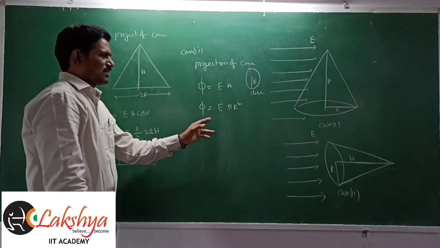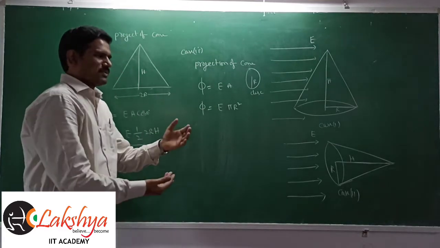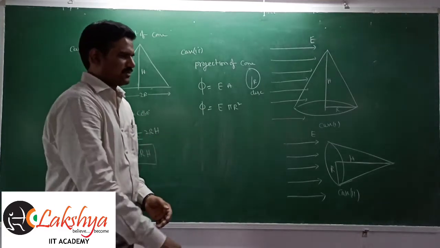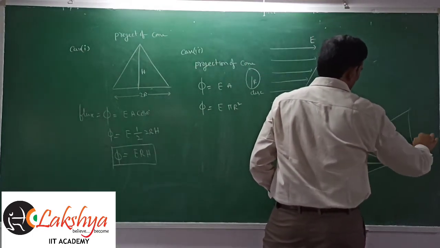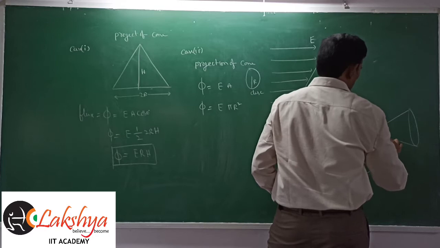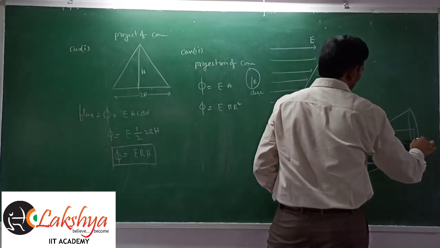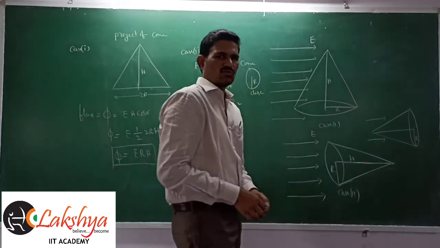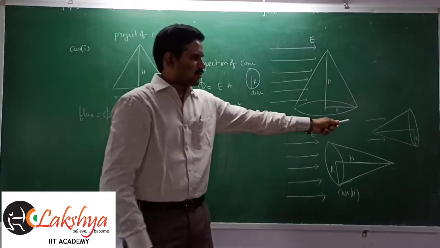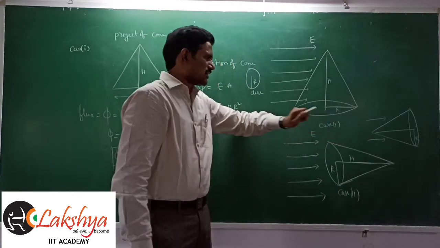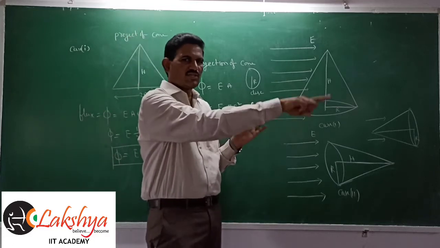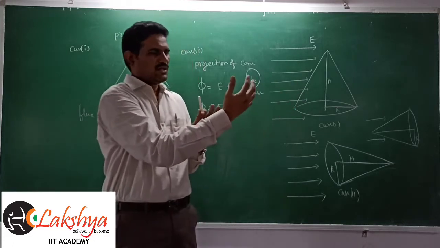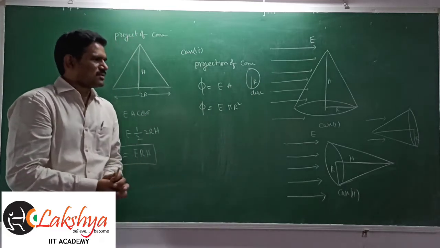You may place the cone in reverse order. That means you may place the cone like this in the electric field. In this case also the flux will be the same. Even if the cone is placed like this, the flux we can write as E into pi r square. That means the projection will again be the base of the cone, the disc at the base of the cone only. So in that case also you can write E into pi r square.